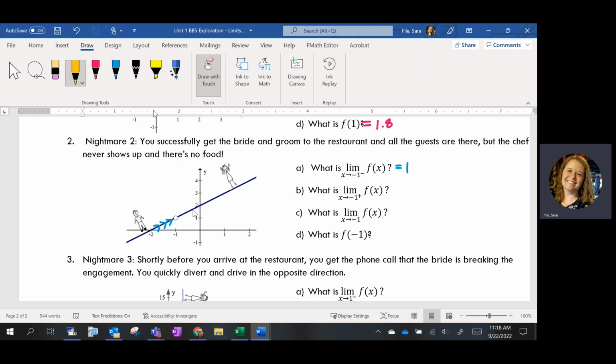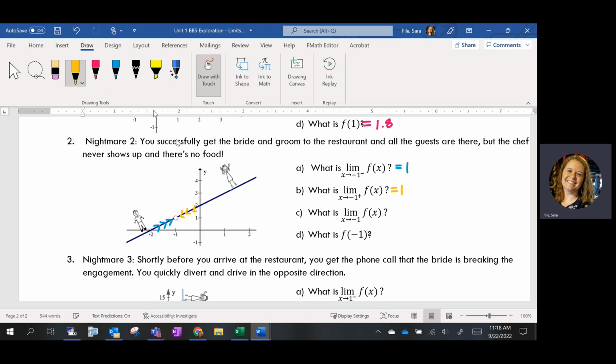Okay, and then from the right, because the bride is coming from the right, as she gets closer and closer and closer to the x value of -1, what y value are you getting closer and closer and closer to? To what? It's that same height, right? That same hole is what they're approaching. So it's the same y value of 1.